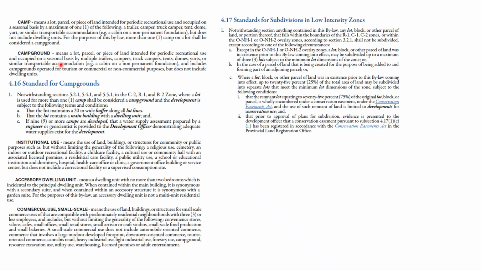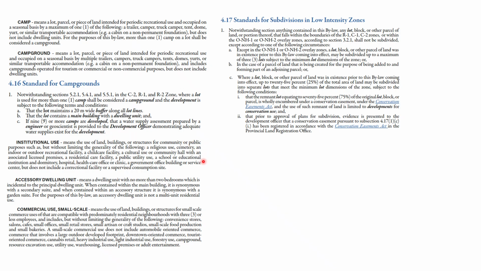So that lot where the campground is developed needs a 20-meter wide buffer along all lot lines. There must be a main building with a dwelling unit, so something that's occupied by a usual resident of the land. If 9 or more camps are developed, a water supply assessment prepared by an engineer or geoscientist is provided to the development officer.